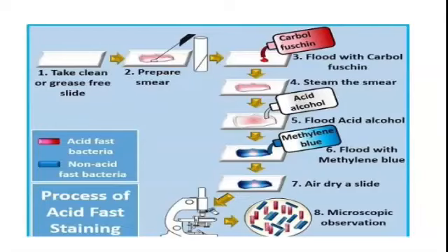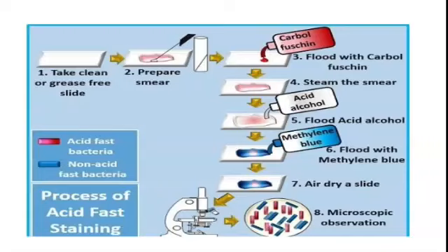So what we do here, same as in simple staining, you take a clean grease-free slide, prepare a smear, and fix it with heat. Then you add carbol fuchsin, that is Ziehl-Neelsen carbol fuchsin, to the inoculum. Then you steam the smear, and then you add alcohol, which is a decolorizer.